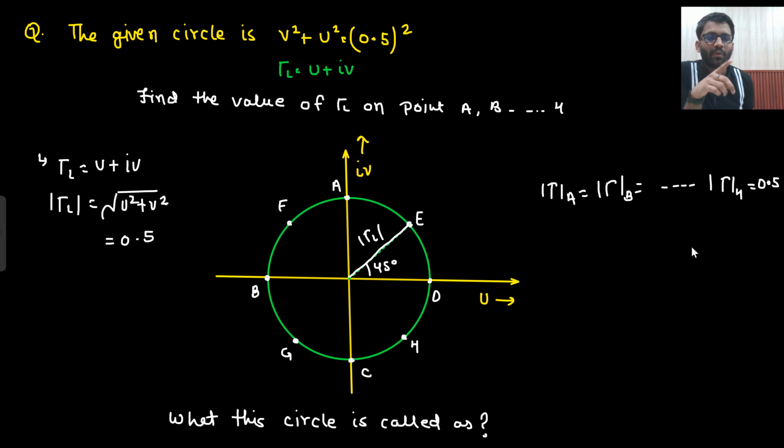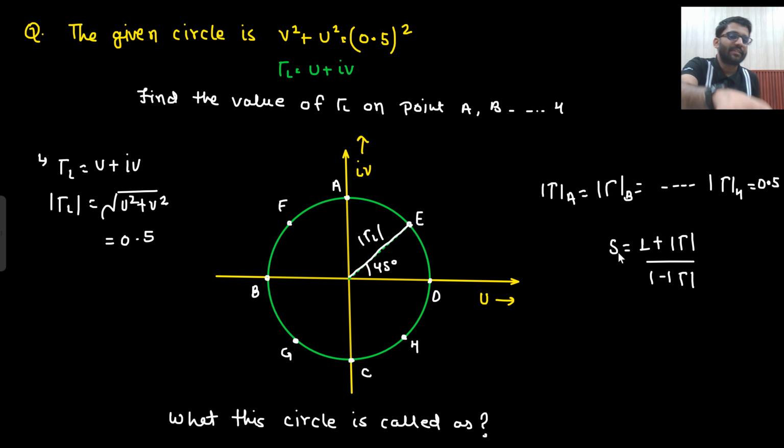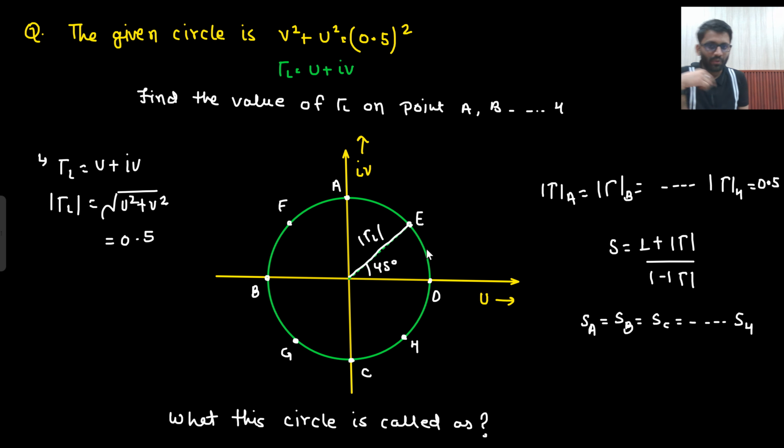Now, if your mode of gamma L is the same, then what is your standing wave ratio? It is 1 plus gamma divided by 1 minus gamma. If gamma is the same, that means the standing wave ratio at point A equals that at point B equals that at point C, and so on up to point H. So on all these points the standing wave ratio is constant. It equals 1 plus 0.5 divided by 1 minus 0.5, which is 3.